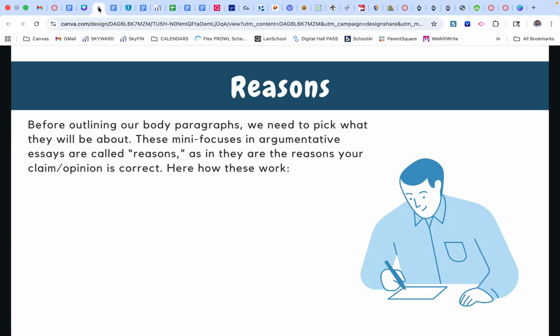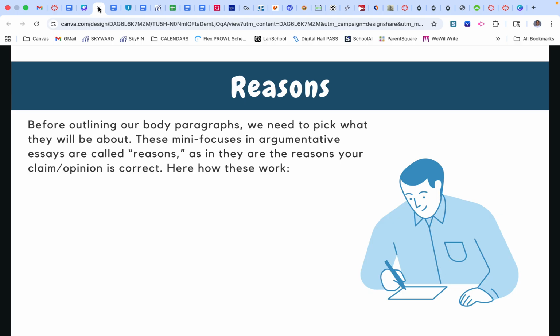One thing we need to do when we're doing our body paragraphs is think of what they're going to be about. You've got your claim, hey, this thing's better than this, or whatever you're going to do. But now you have to have reasons as to why you're right. Reasons why your claim or opinion is correct. So here's kind of how these things relate to each other.